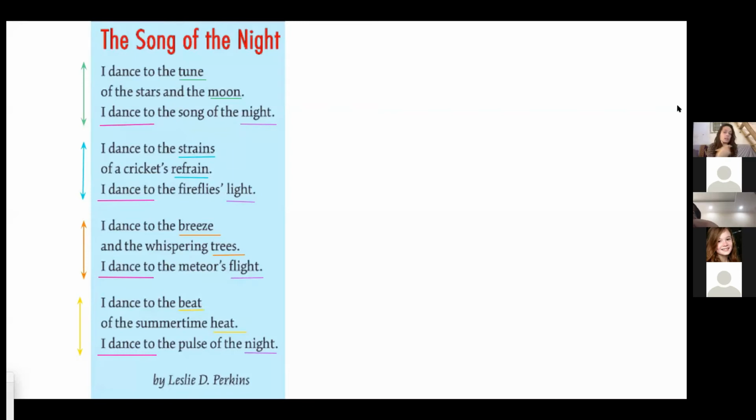So when the poet is describing things to dance to, is the poet listening to music? No. Do they have YouTube on and they're playing a song on YouTube and dancing to that? No. What are they dancing to? To nature. Yep. So the song of the night is the author or the poet telling us that nature has its own sound, right? The sound of the stars and the moon, the sound of the crickets, the sound of the fireflies, the sound of the breeze and the trees and the meteors, right? So nature has its own sound, its own song, okay?